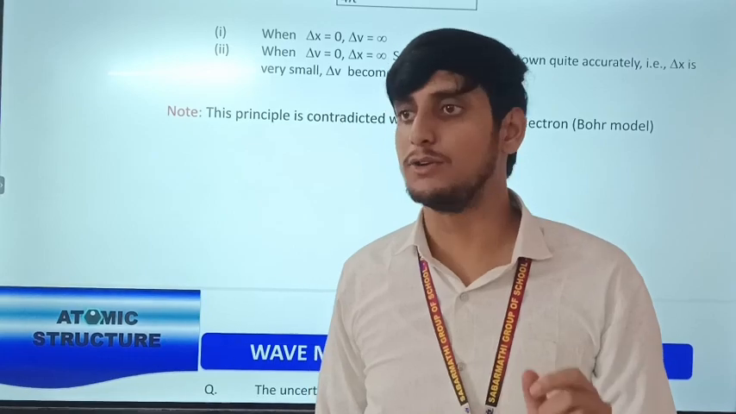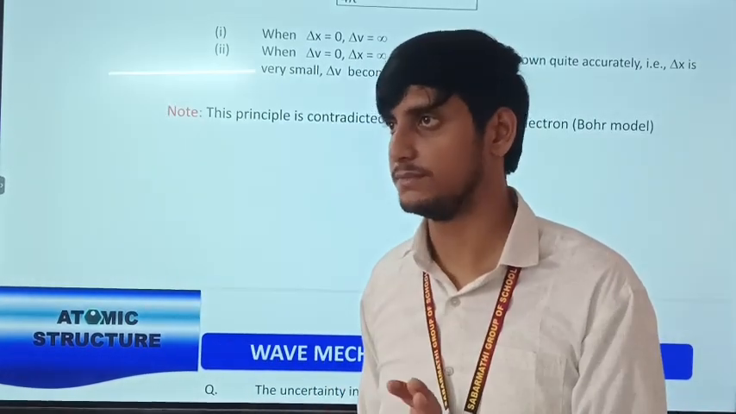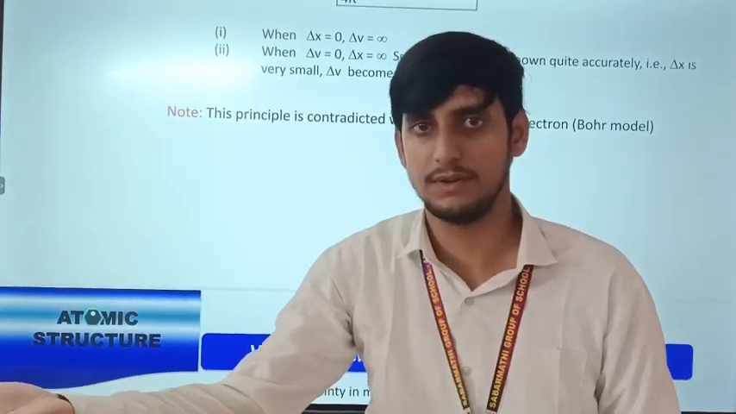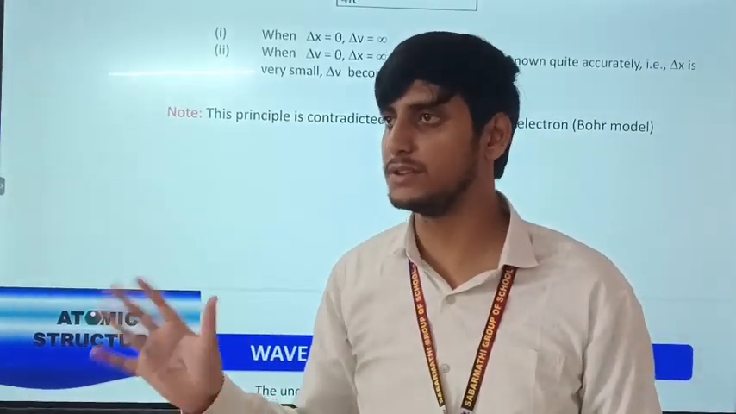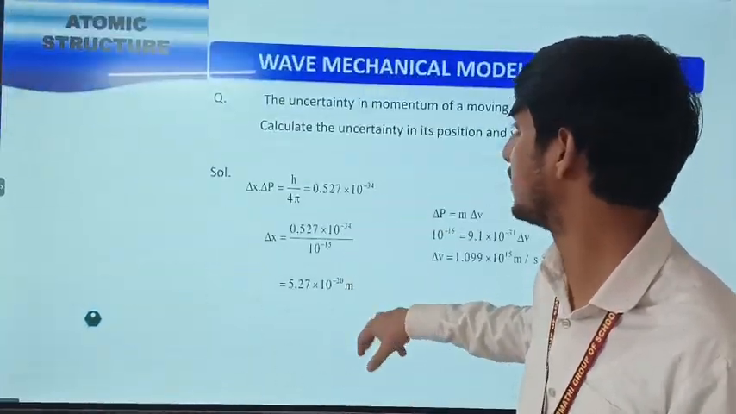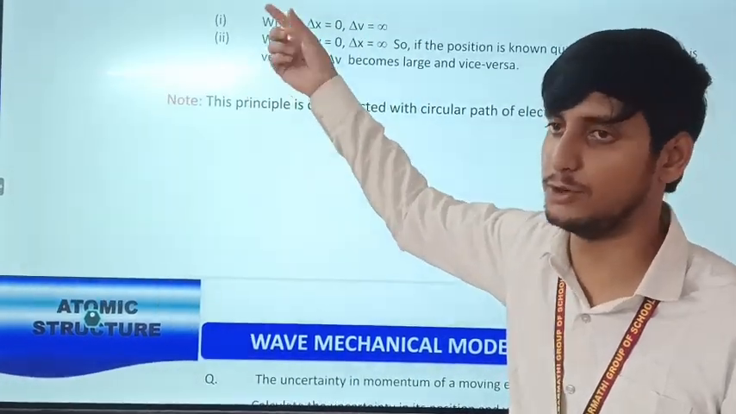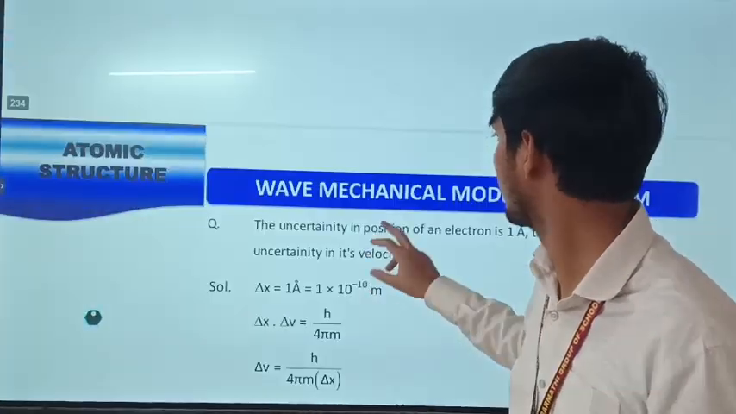Bohr said electrons revolve in a fixed path, in a stationary orbit. Stationary means fixed, so a fixed path. That's why this point is contradicted with Bohr's atomic model. Okay.